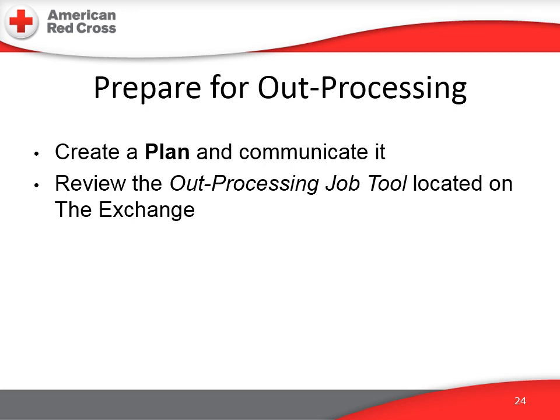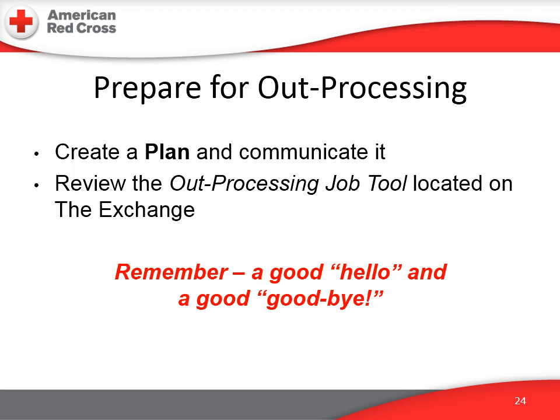In your plan, set up a way to remind workers to ask their supervisor for an evaluation a day or two prior to leaving. Staff Services collects copies of these at out processing for the virtual evaluation team. Also, remind them to bring their receipts for expenses over $35 and to check with transportation about what to do with their rental car. Be sure to review the out processing job tool that is available on the exchange.